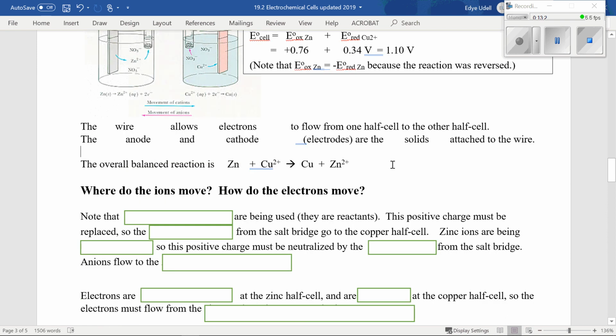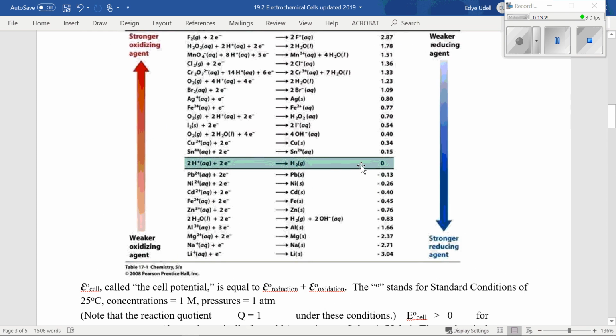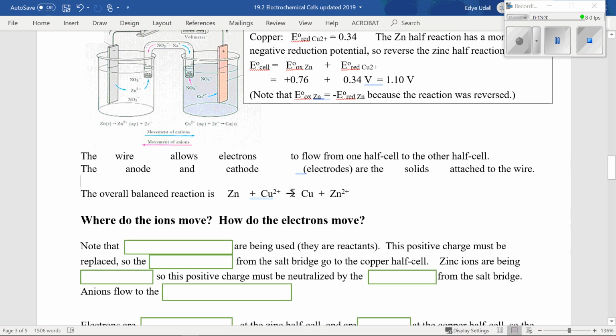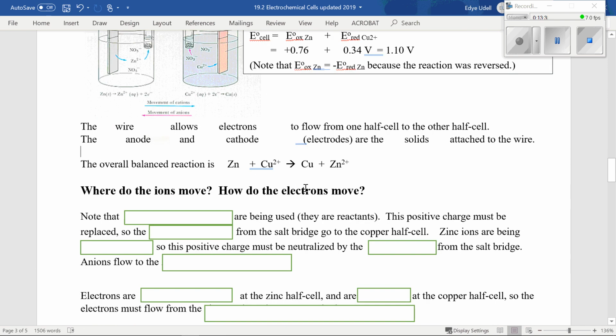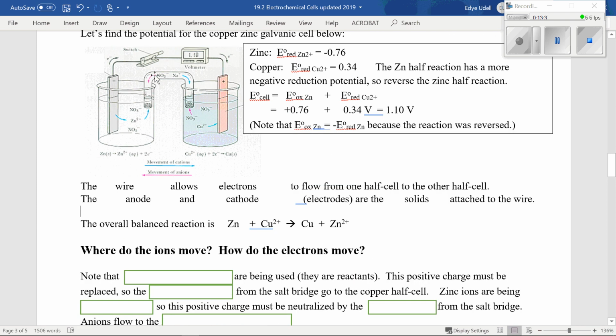If the electrons were not the same, I would have to multiply each half reaction by some number to balance out these electrons. But it worked on this one. All right, so in this particular voltaic cell, electrochemical cell, we're going to look at where the ions move and how the electrons move.